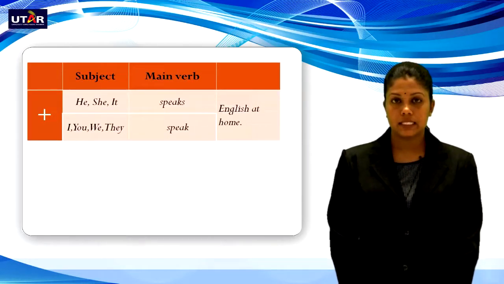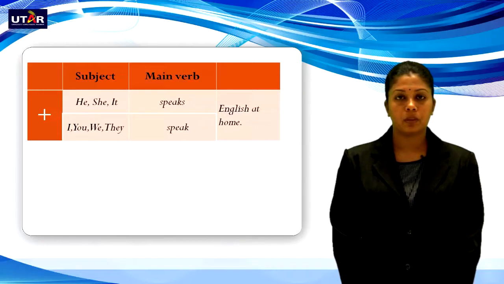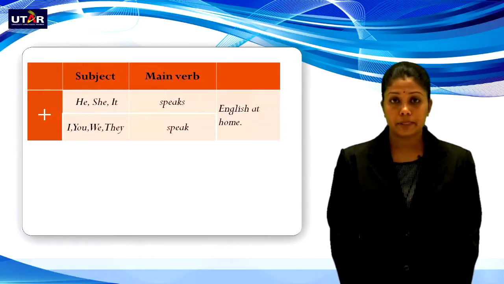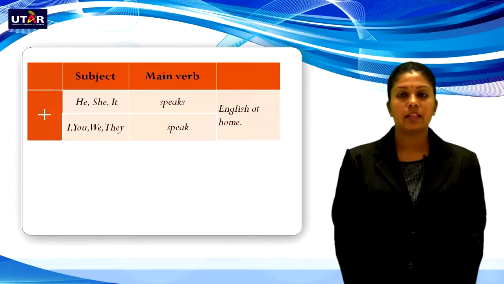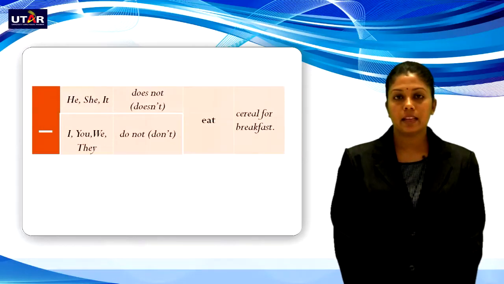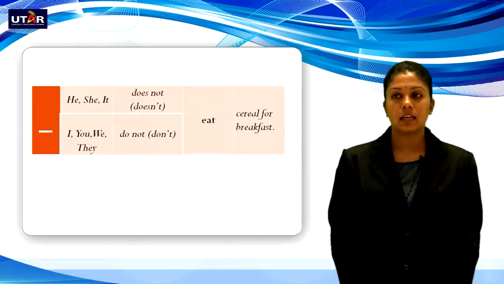For affirmative sentences, he, she, it speaks English at home. Then we have plural subjects. I, you, we, they speak English at home. Now let's look at the negative sentences.